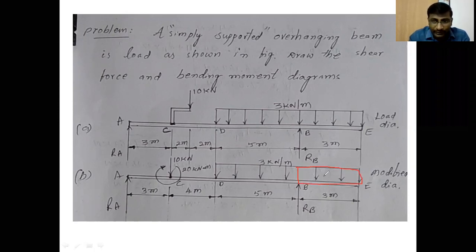So how much load is this? The intensity is 3 kilonewtons per meter. Per every meter, 3 kilonewtons. How much distributed is it? 3 meters. So 3 into 3, 9 kilonewtons, which is acting in the downward direction. So downward is positive. Shear force at point B we can take as 9 kilonewtons.